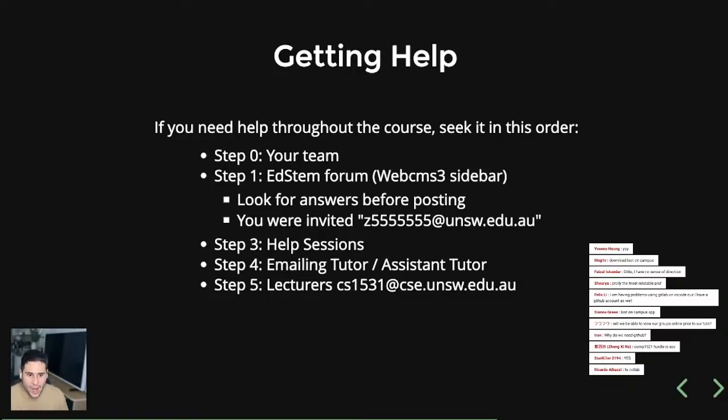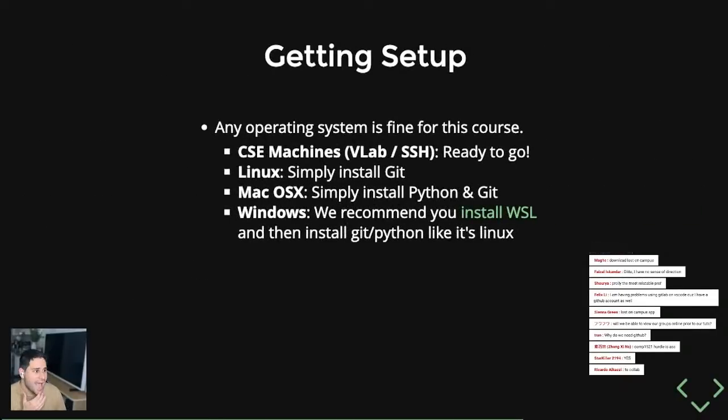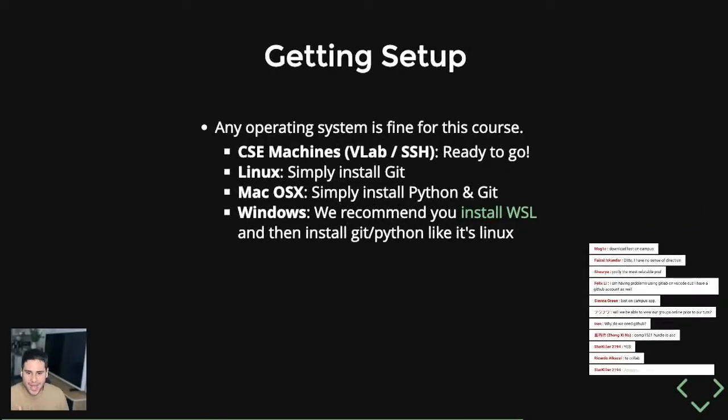All right, I'm taking way too long. How do you actually get started with the course? I know a few of you are asking this. If you're using a CSC machine or you're using VLab, you're ready to go. Everything's already installed for you. If you're using Linux, all you have to do is install Git. Whatever flavor of Linux you've decided to use, you use whatever package manager that distribution uses and install Git.